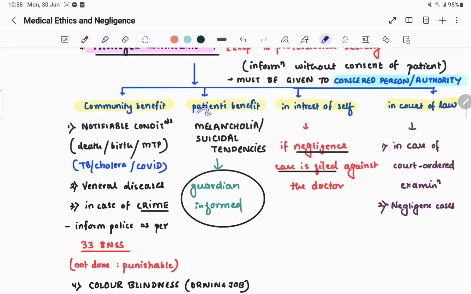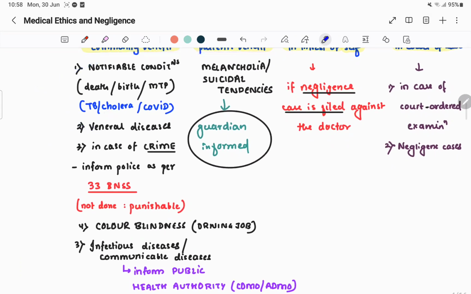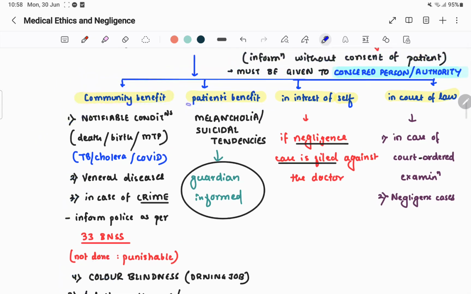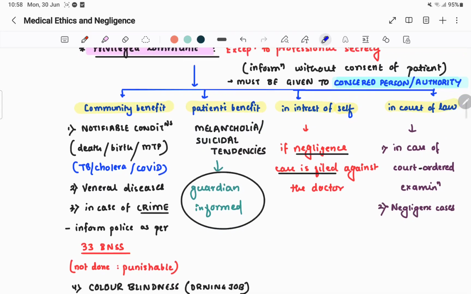Okay, these were for community benefit: notifiable conditions, venereal disease, in case of crime, color blindness, infectious disease. For patient's benefit, like melancholia, suicidal tendencies. If a patient has melancholia or suicidal tendencies, then the guardian must be informed and must be asked to keep vigilant, right?